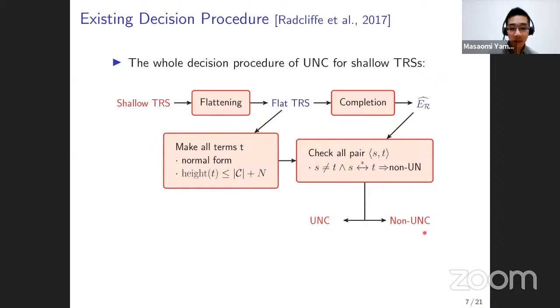This procedure terminates, but it checks a lot of candidates. It checks all pairs of normal form terms up to a certain height, so it takes too much time.